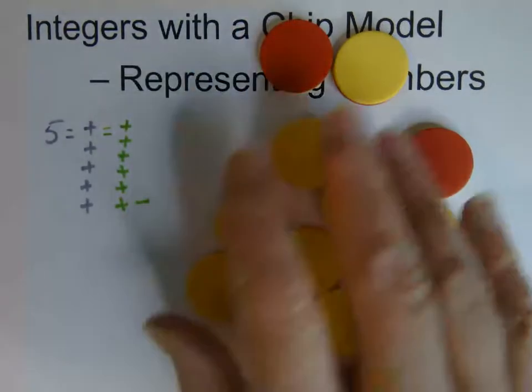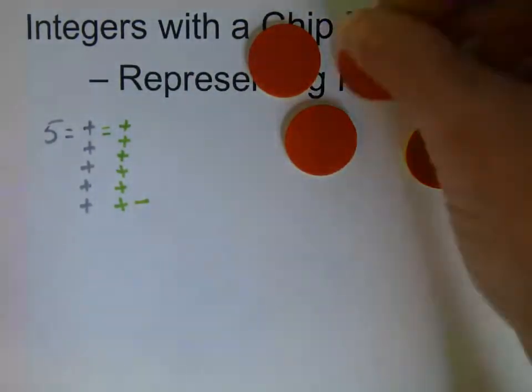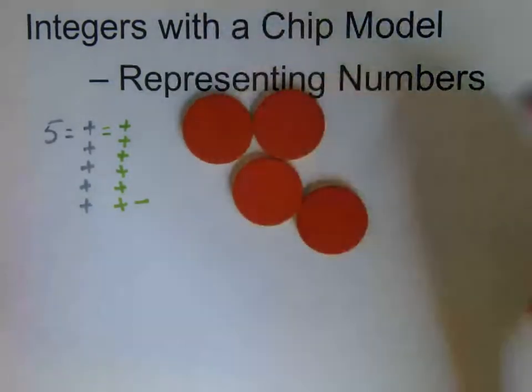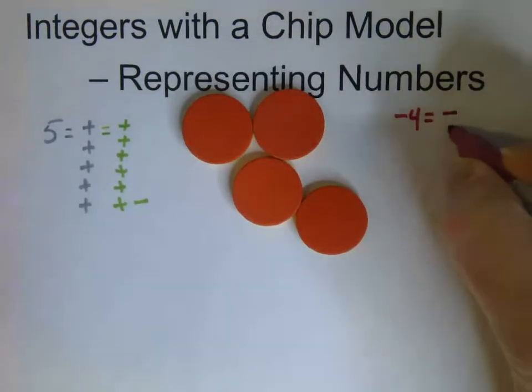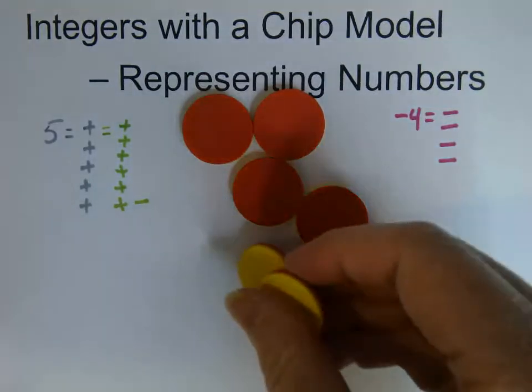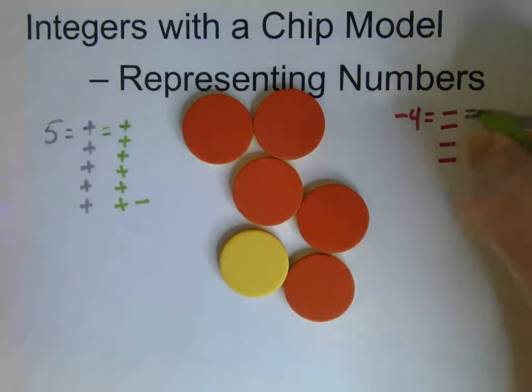Well, does that work with negative numbers as well? So what number is this now? Well, that number is negative 4. So that's 4 negatives. But I'm sure there's another way to represent it. Yes, there is. If I add a 0 pair, that's still negative 4.